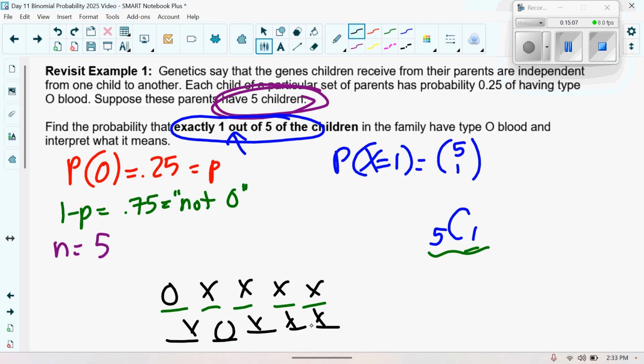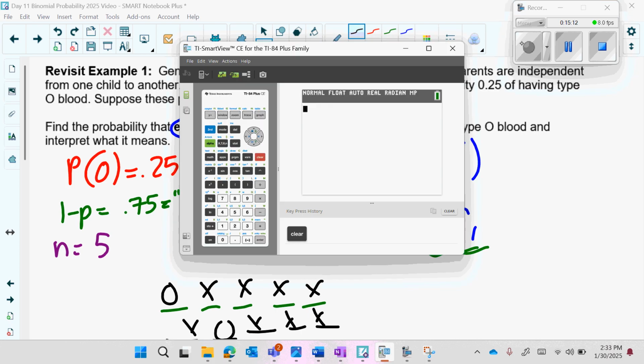So how can you find that out? You actually can plug that 5C1 into your calculator. I'm going to show you how. So in your calculator, you guys are going to press 5, the number 5. Then you're going to press math.